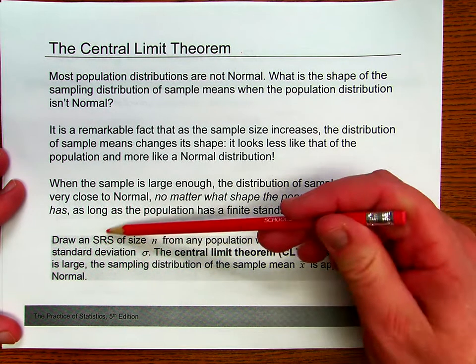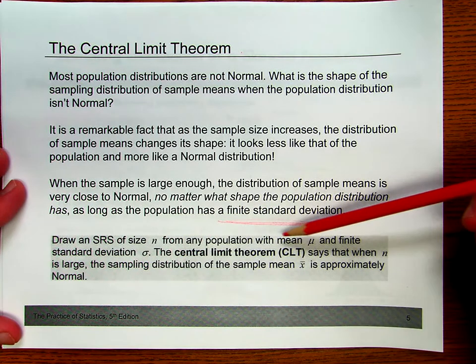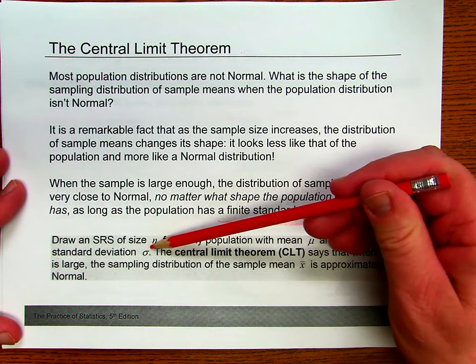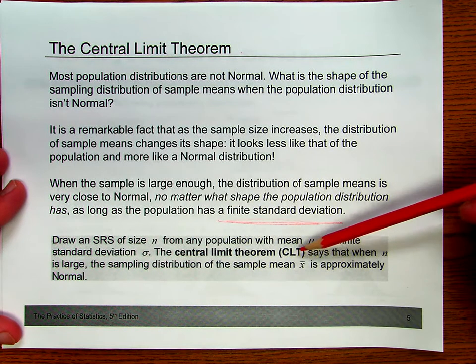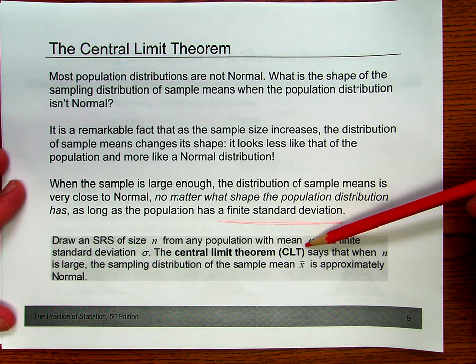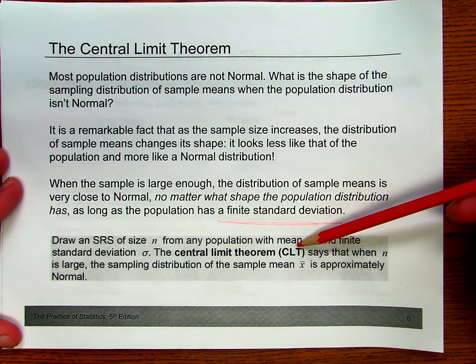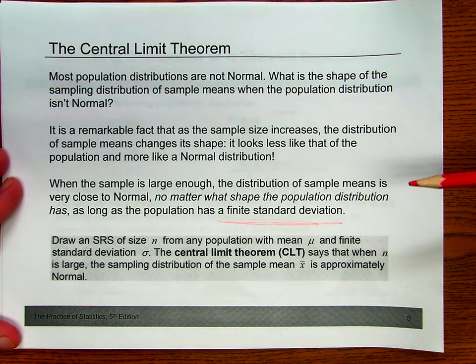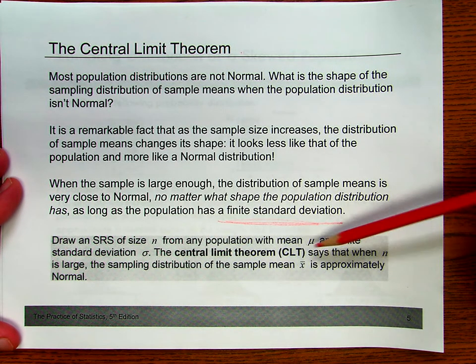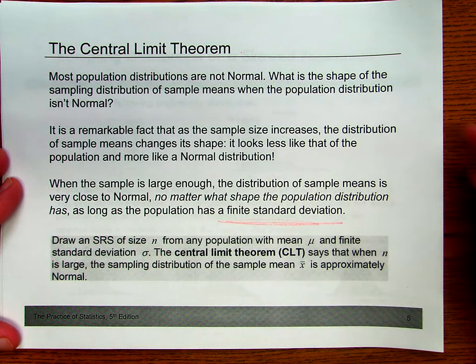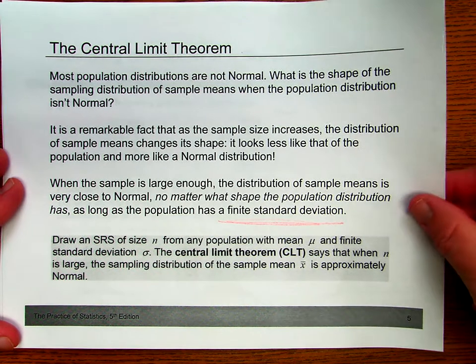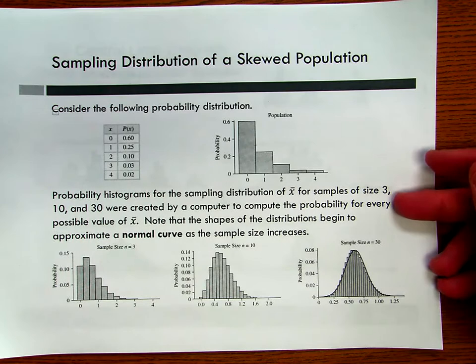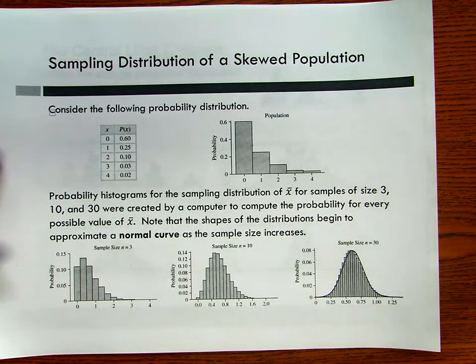So, draw a simple random sample of size n from any population with mean mu and finite standard deviation sigma. The central limit theorem, and it's acceptable by AP rubrics to abbreviate the central limit theorem as CLT. That's considered a universal abbreviation, just like SRS is a universal abbreviation. You're allowed to use it in a free response question. It says that when n is large, the sampling distribution of the sample mean X bar is approximately normal. Well, so how large is large?